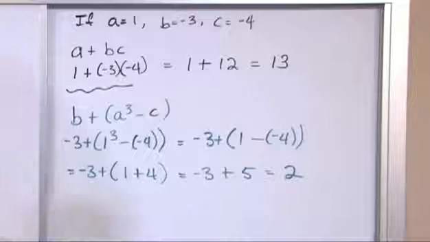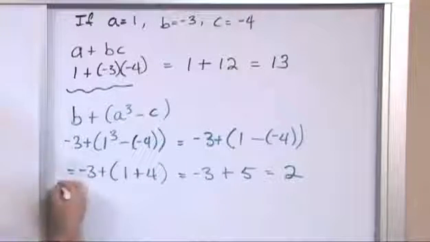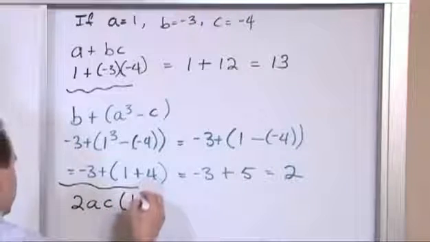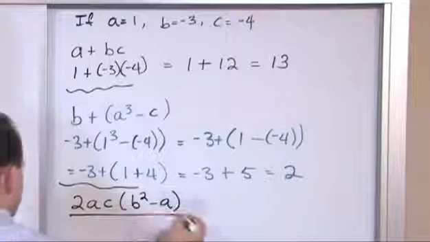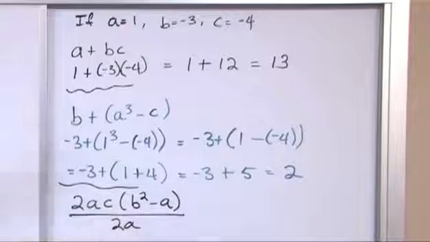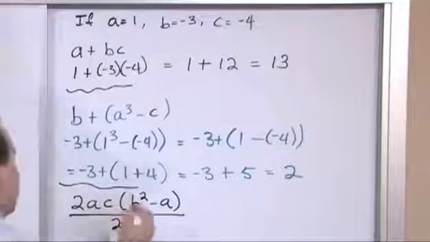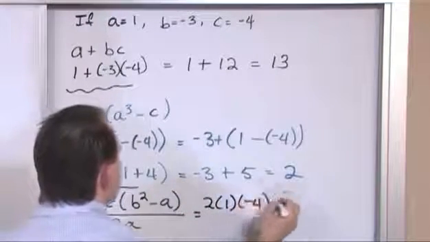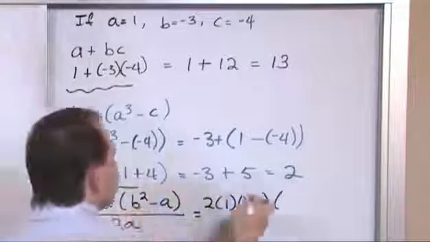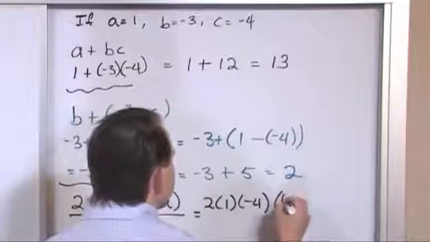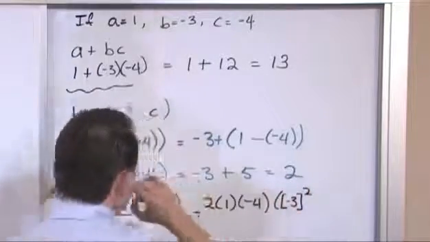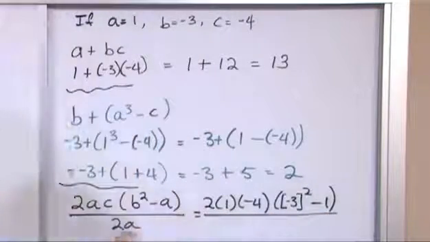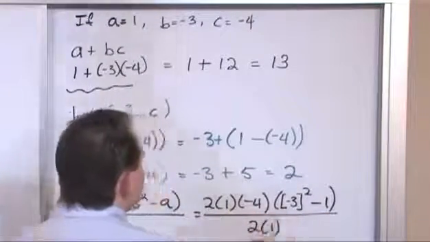Last problem, I promise, coming up right now. Let's do 2 times a times c times b squared minus a, all over 2a. Same thing though. You just plug in what you know. A is equal to 1, so you have 2 times 1 times c, which is negative 4, times b squared. B is negative 3, so just to make it a little bit clear, I put negative 3 squared, minus a, but a is 1, so minus that. All of this stuff is divided by 2 times a, which is 1.